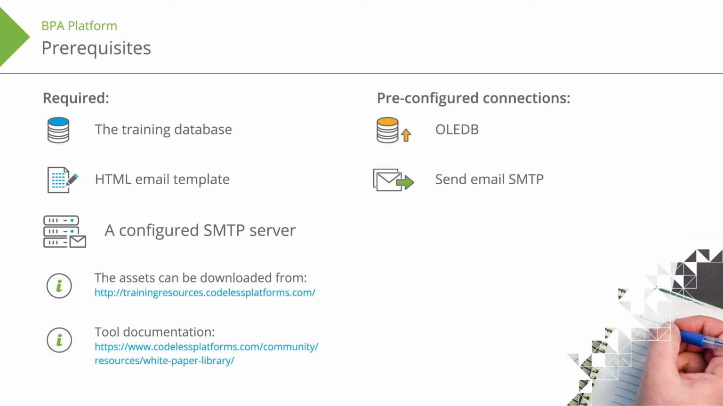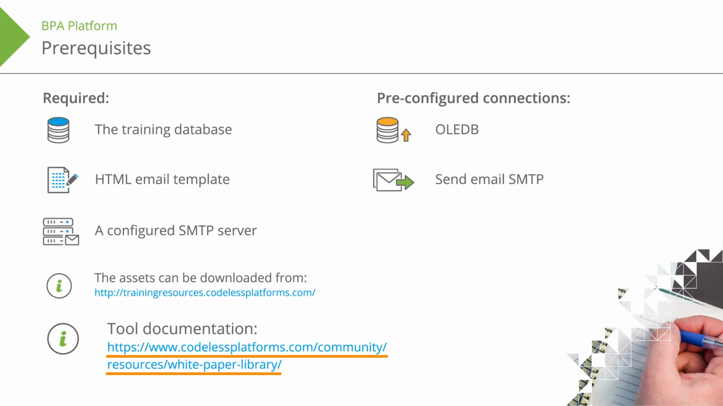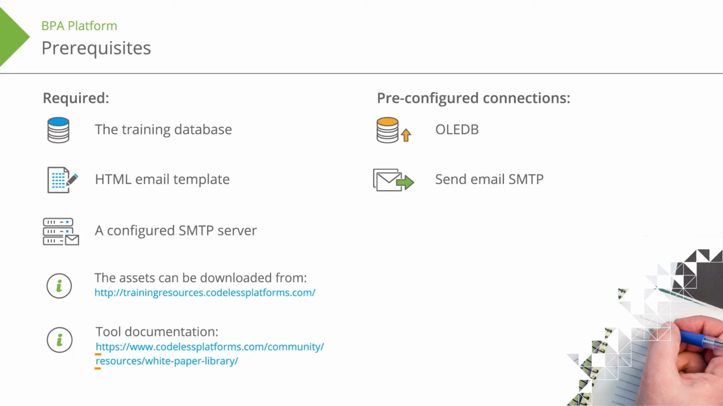You will also require a configured email SMTP server. In addition, you will also need connections set up for the OLEDB tool connecting to the training database and the Send Email SMTP tool appropriately configured. For more information on these tool configurations, please see the documentation.